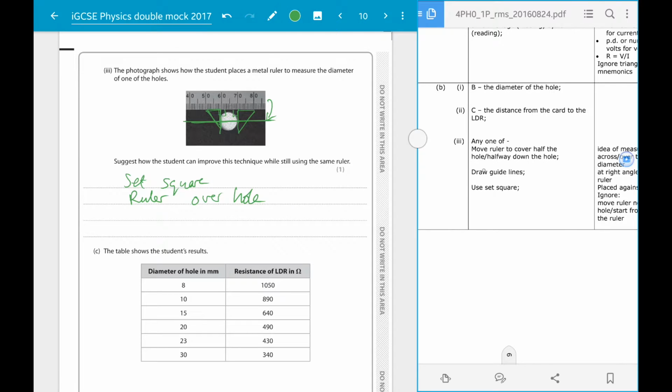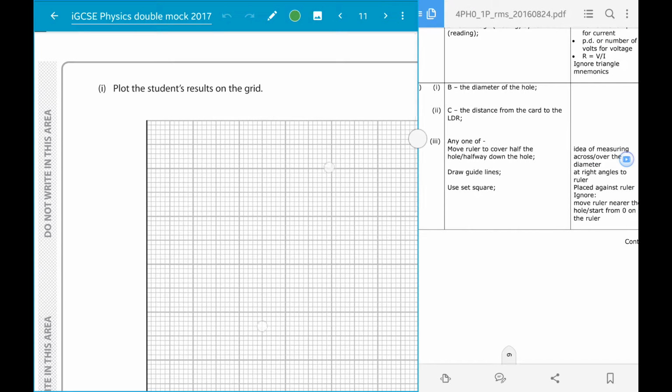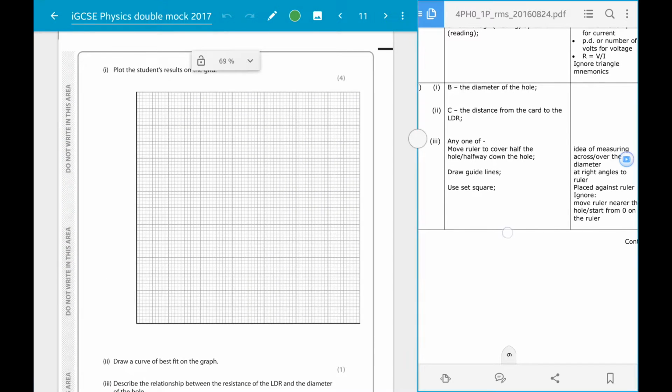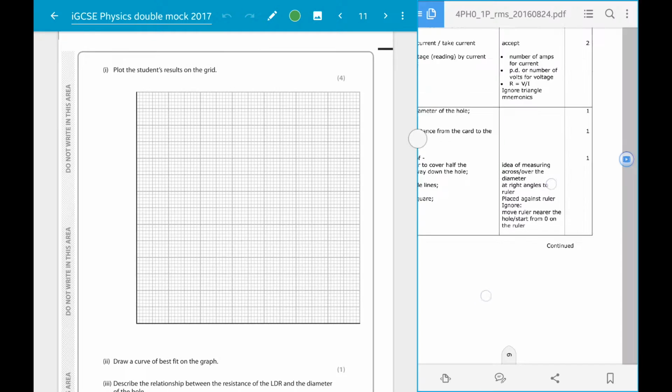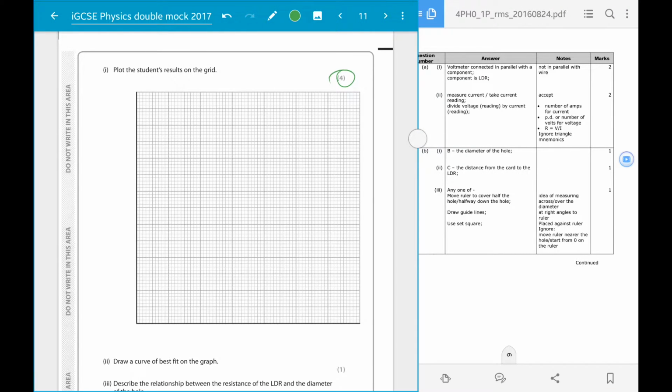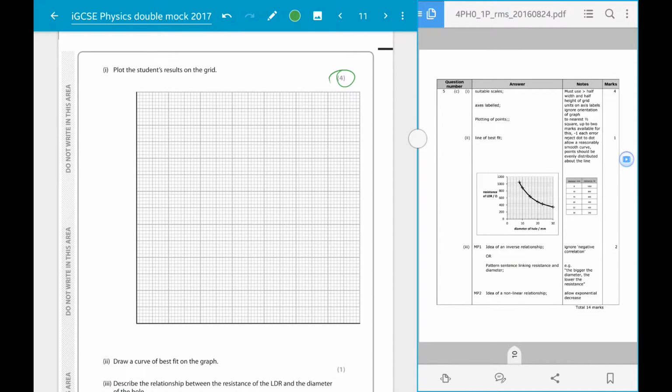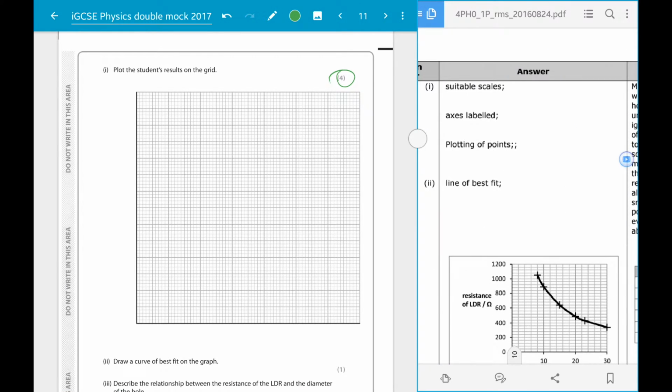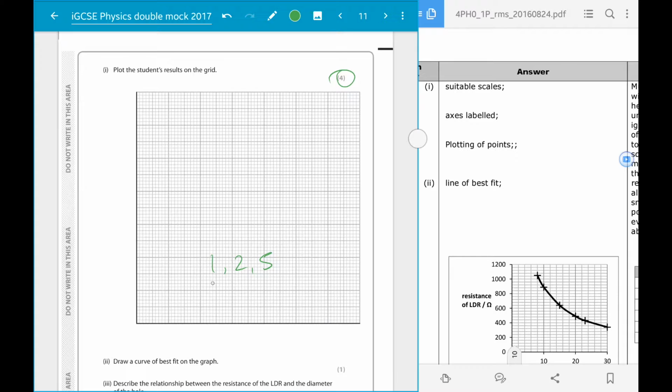Part C. You have to plot a graph for part C, if I remember. So instead of plotting the graph, I'm just going to go through what you need for 4 marks, and you should know this. You get 1 mark for making sure that you've chosen suitable scales. Go up in 1s, 2s, 5s, or multiples of 10s. Those go up in 10s, go up in 20s, go up in 50s.